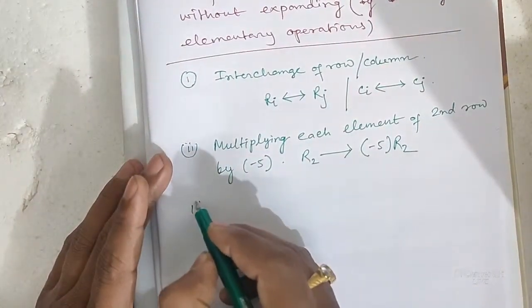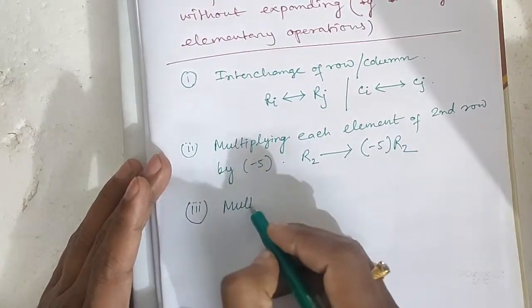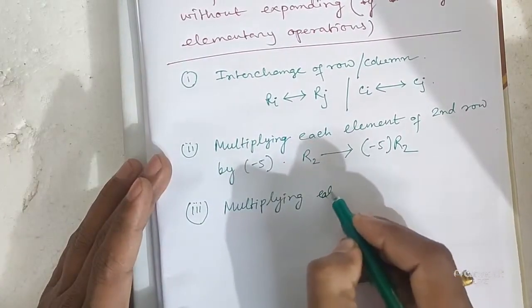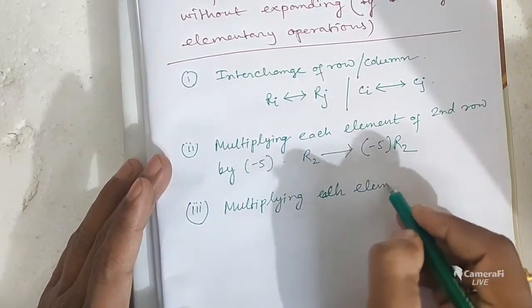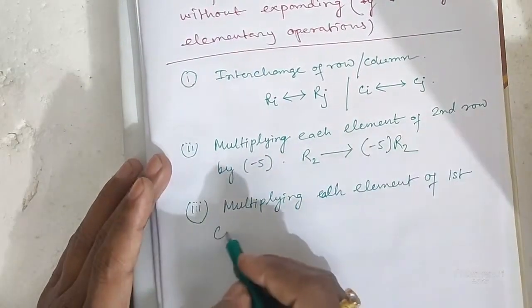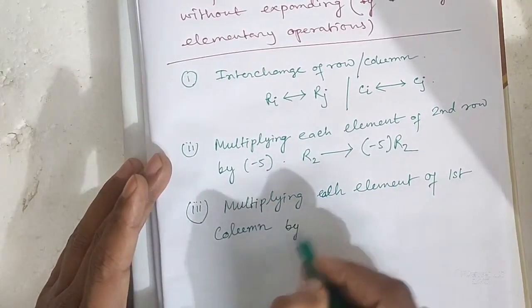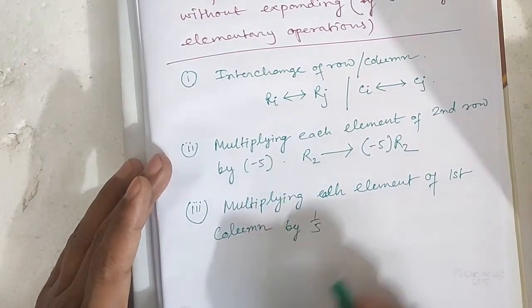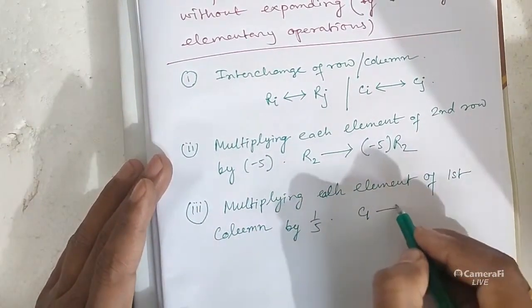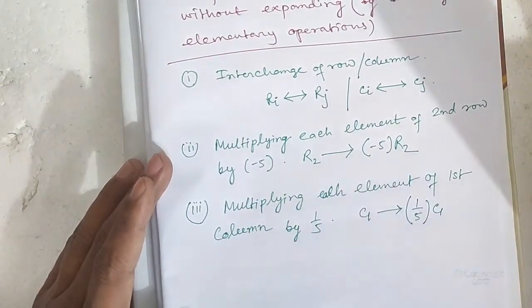Number 3, multiplying each element of first column by 1/5. So how to write this operation? First column means C1. C1 I am changing like this: C1 becomes 1/5 times C1.